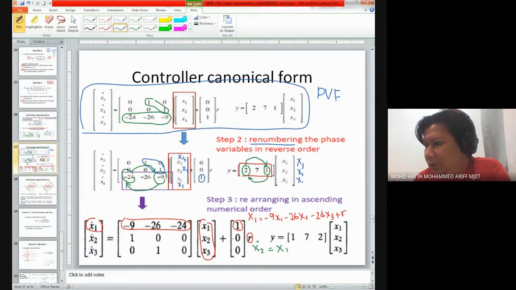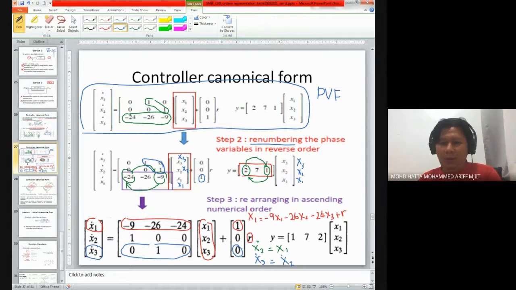For x3 dot, basically I'm looking at this element, this element, this element. And x3 dot is 0 times x1, 1 times x2, and 0 times x3 plus 0 times, so x2, only x2. So we will have three differential equations over here. The first one is based on x1 dot. The second one is based on x2 dot. And the third one is x3 dot.